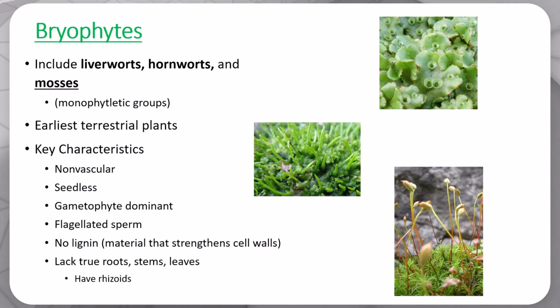So our first plant clade is the bryophytes. These are the seedless non-vascular plants. It includes liverworts, hornworts, and mosses. The one I want you to remember is the mosses. So down here, this is a moss. That's a liverwort. The other one here is a hornwort. They are non-vascular. They are seedless.